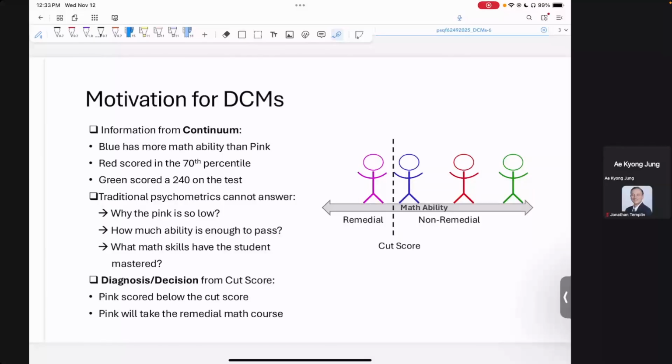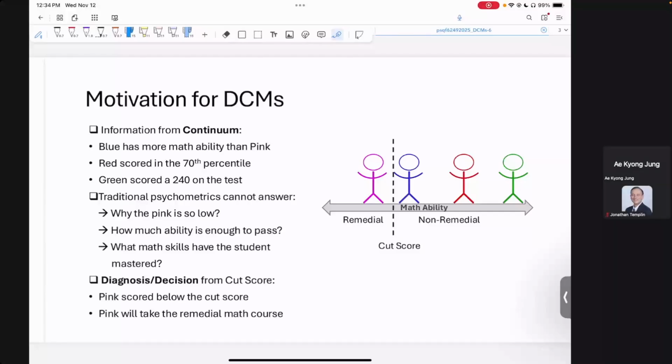These 4 people take a math ability test, and what kind of information can we get after we take this test? We're assuming they get the continuous latent variable. So the blue student has more math ability than the pink person. That's what we can get from this continuous latent variable. And also we can get that red scored in the 70th percentile, which means 70% of the people are below the red person. And also we can tell the green person scored 240 on the test. So we can compare each student relatively from the continuous latent variable.